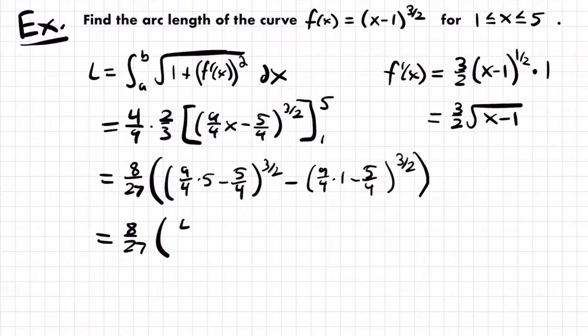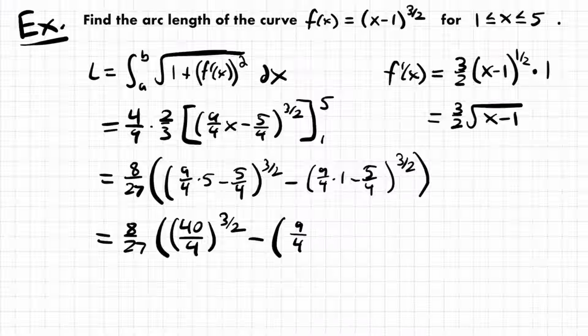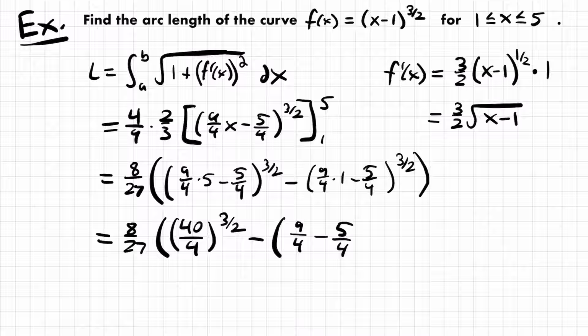We will have 40/4, and that will still be taken to the 3/2 power, minus 9/4 times 1. That's what we have right here. That's just equal to 9/4. So we have 9/4 minus 5/4. And 9/4 minus 5/4 is 4/4, which is just equal to 1. So we'll rewrite that to be 1, and that will still be to the 3/2 power.